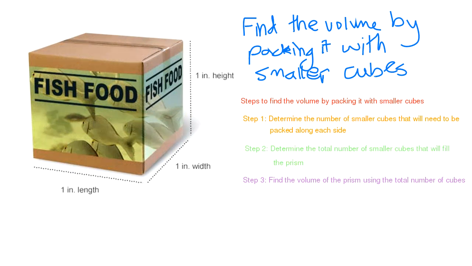Go ahead and write the steps down. Determine the number of smaller cubes that will need to be packed along each side. Step two, determine the total number of smaller cubes that will fill the prism. And step three, find the volume of the prism using the total number of cubes. You will need this for your homework. I've already looked at the homework for tonight, and you're going to want these steps to help you solve your homework.